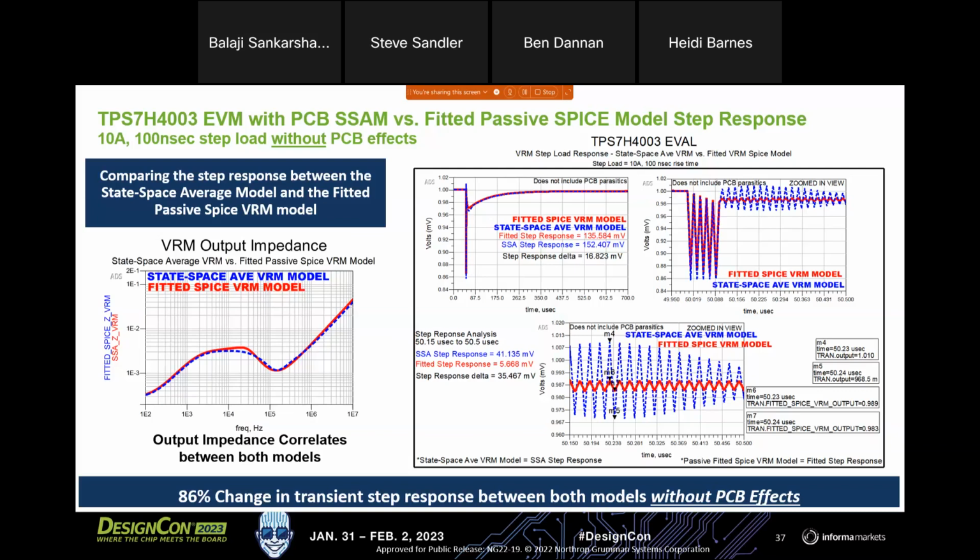Now, keep in mind, we already know our state space average model is right. We showed you a measurement correlation. We know the output ripple is right. We know the output impedance is right. We know we're getting the right response for the PSR. So we know this model is right. And so this is the response we're getting for the fitted SPICE model.